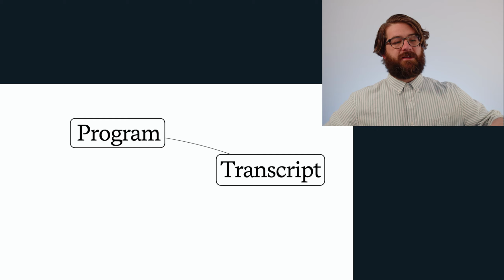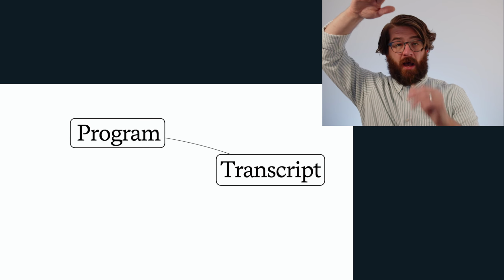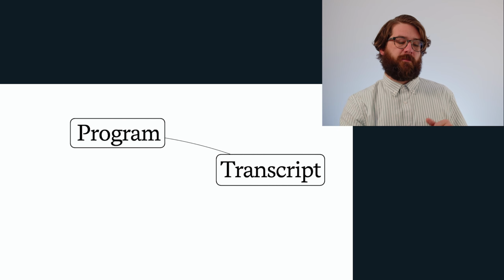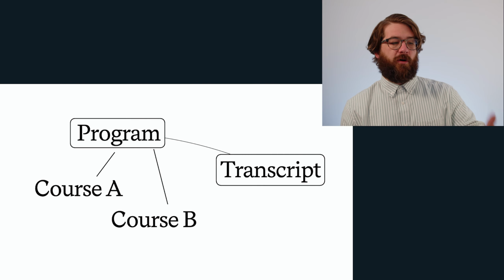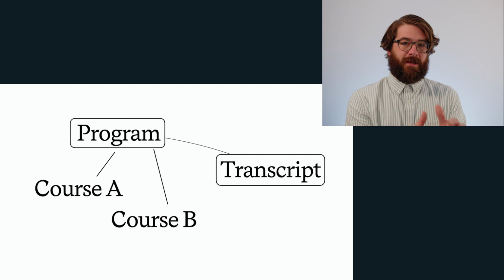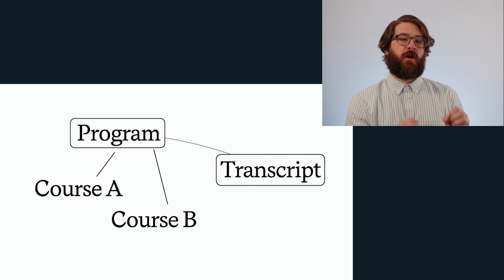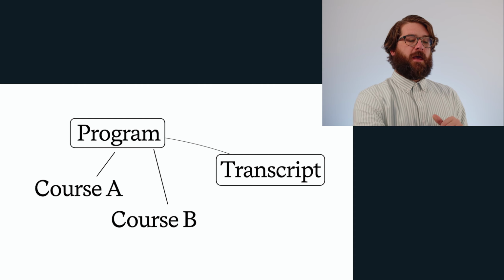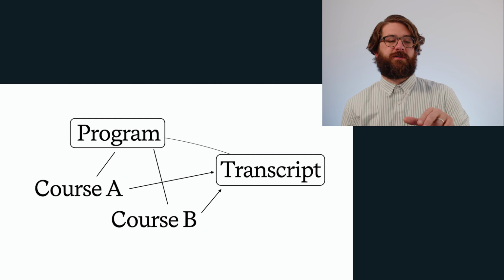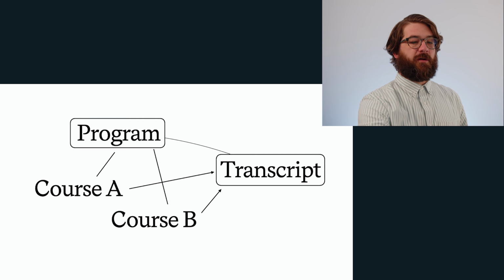So the hierarchy is that we've got that program up at the top, and then associated with that, we've got the transcript that you'll end up with. Then under the program in that hierarchy, we've got course A and course B, just whatever courses are going to be associated with that program. If those are mapped to the program, then those courses are going to end up on the transcript itself. This hierarchy is really important, and it's really that hierarchy that enables you to think about this the right way.